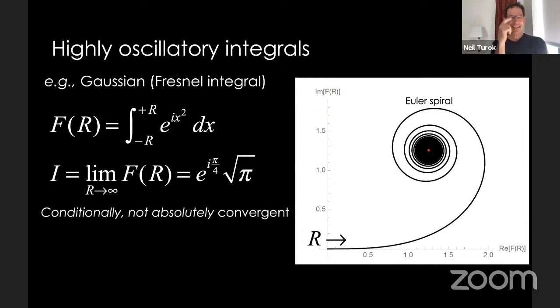As you'll see, there are a few surprises to do with highly oscillatory integrals. I think pretty much every physicist knows that if you integrate e to the i x squared, this is a well-defined integral. A typical prescription would be to cut it off at some finite r and then send r to infinity. And you get a definite result.